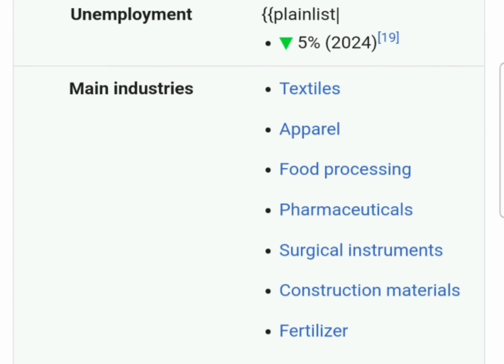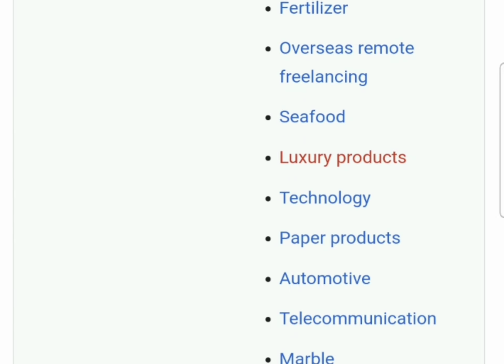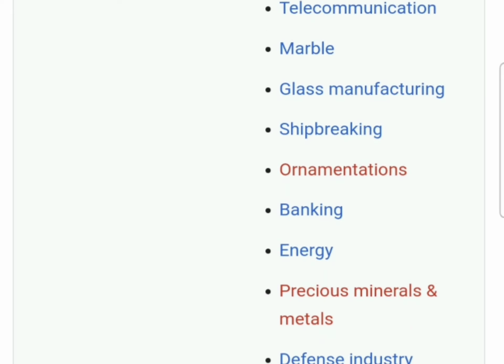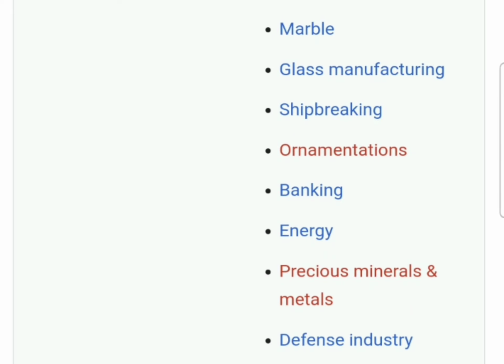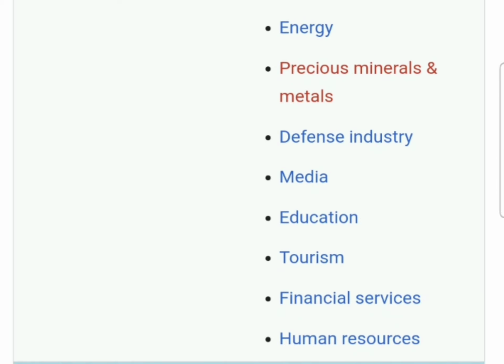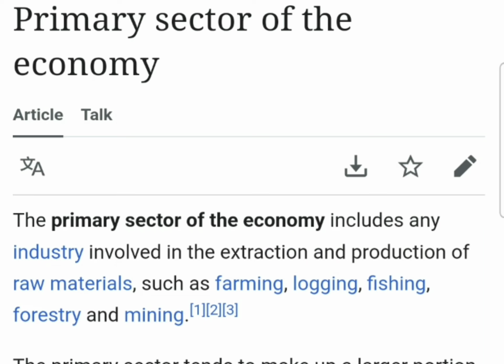The main industries of Pakistan are textile, apparel, food processing, pharmaceutical, surgical instrument, construction material, fertilizer, overseas remote freelancing, safe food, luxury products, technology, paper products, automotive, telecommunication, marbles, glass manufacturing, ship breaking, ornamentation, banking, energy, precious minerals and metals, defense industry, media, education, tourism, financial services, human resources.